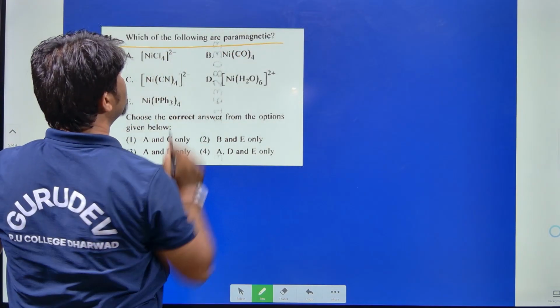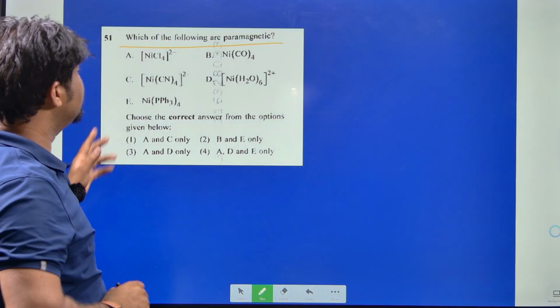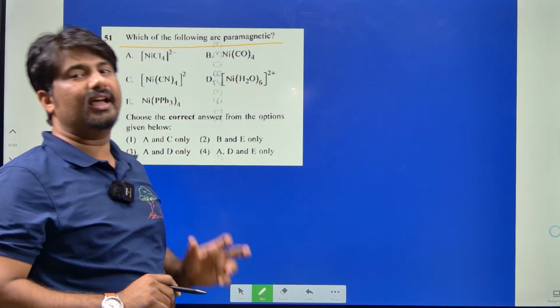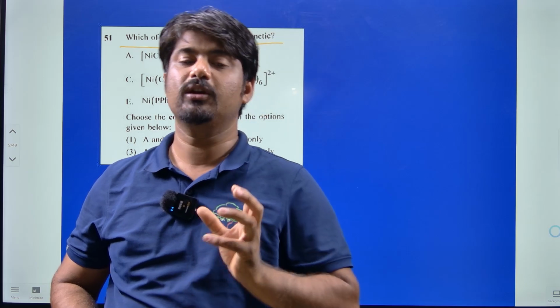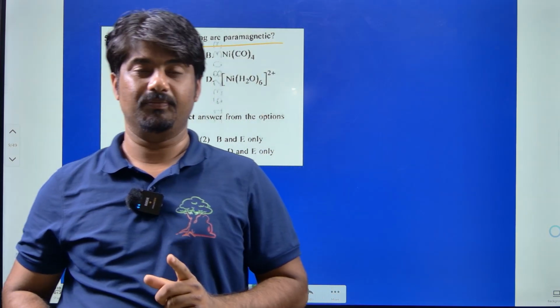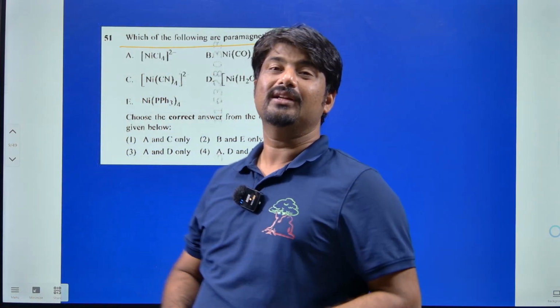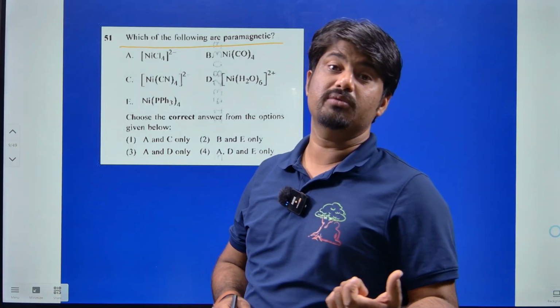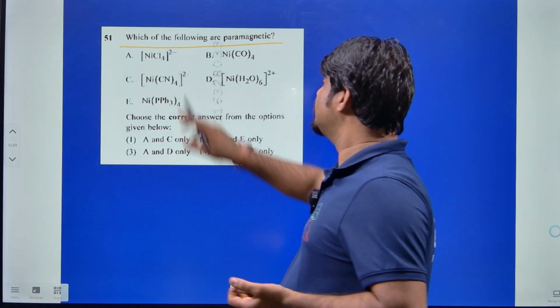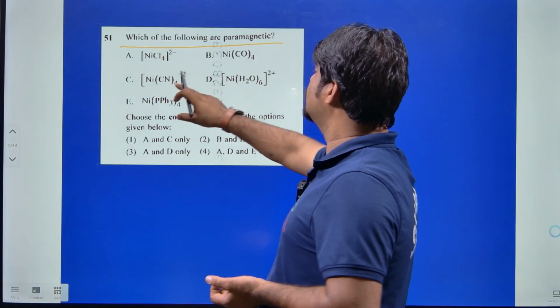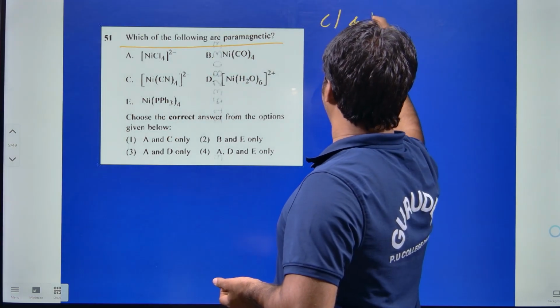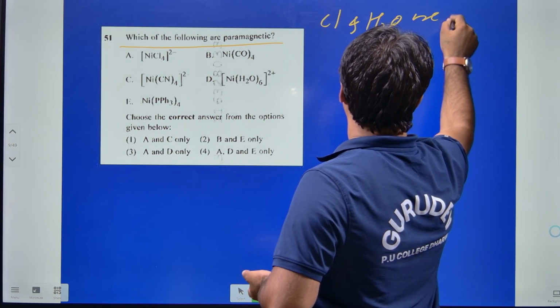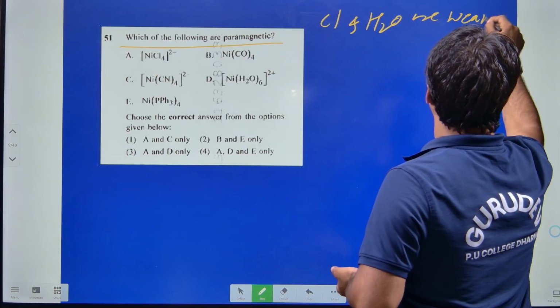Which of the following is paramagnetic in nature? See, for paramagnetic nature in the matter, the central metal atom should have at least one single electron. Those molecules will exhibit only paramagnetism. So to exhibit paramagnetism, the ligand should be a weak field ligand. Among these, Cl, CO, CN, H2O and PPh3, Cl and H2O are weak field ligands.